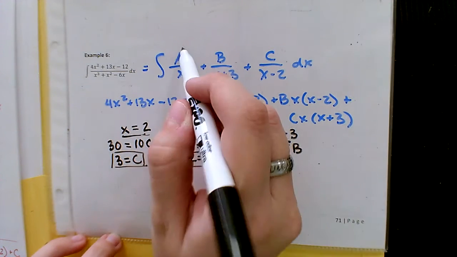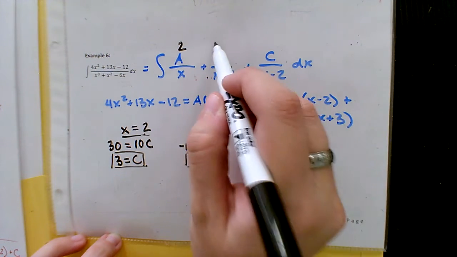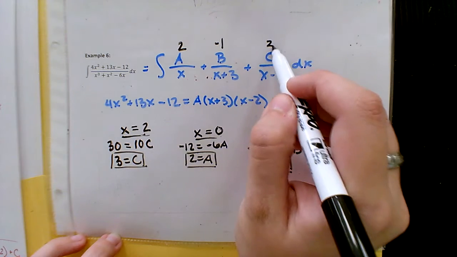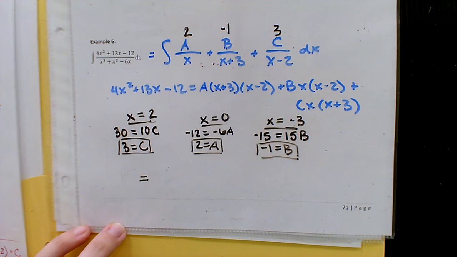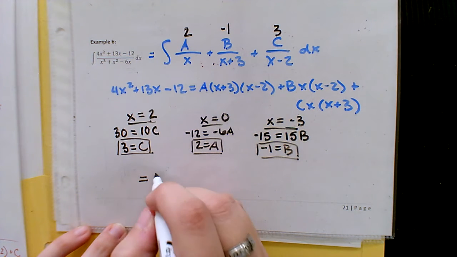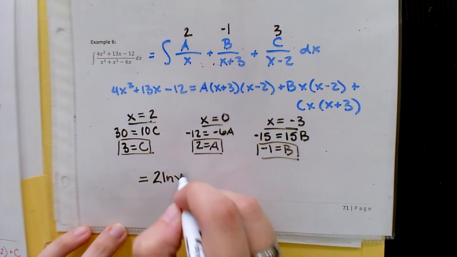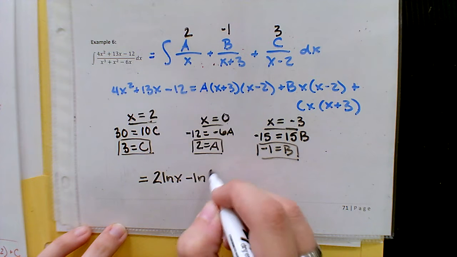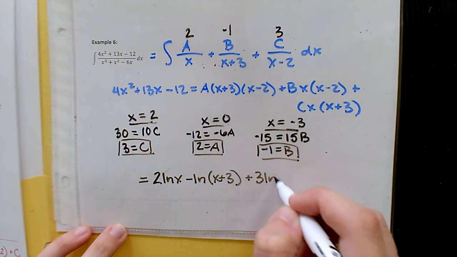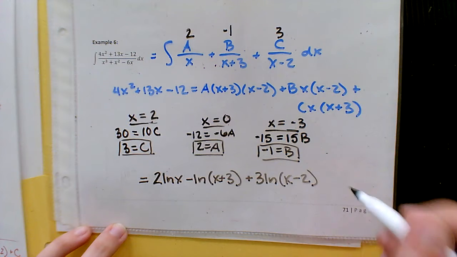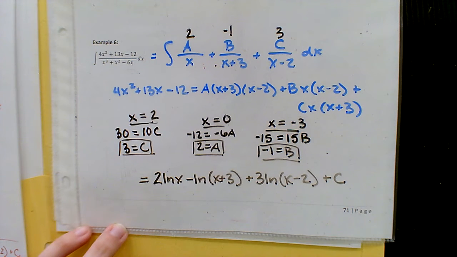All right, so if we were to substitute in 2 for A, negative 1 for B, and 3 for C, can we figure out our antiderivative? Yep, maybe using our little shortcut, we'd have 2 natural log of x minus natural log of x plus 3 plus 3 natural log of x minus 2 plus c.